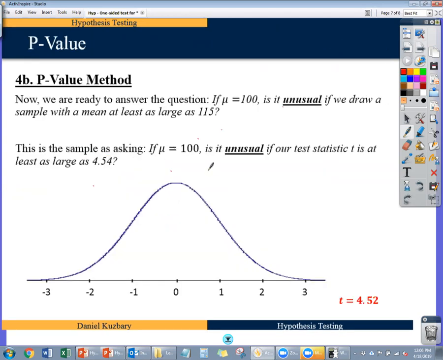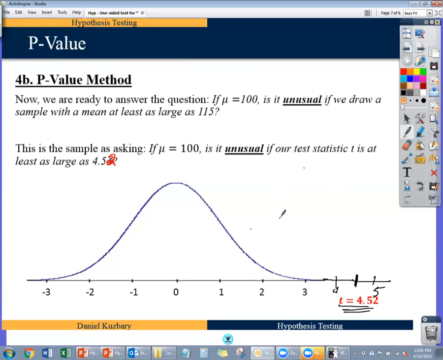Great. So let me show you the p-value method. It's related to the critical region. It's the other way of doing this. So we're still trying to answer this question. So back up like 2 steps. We haven't drawn a conclusion yet. We just got our test statistic, which is 4.52. That should be a 2. And we're asking if mu is really 100, is it unusual if our test statistic is at least as large as 4.52? And on our graph, we know that 4.52 is way out here. So this is 4, this is 5, and 4.52 is right here.